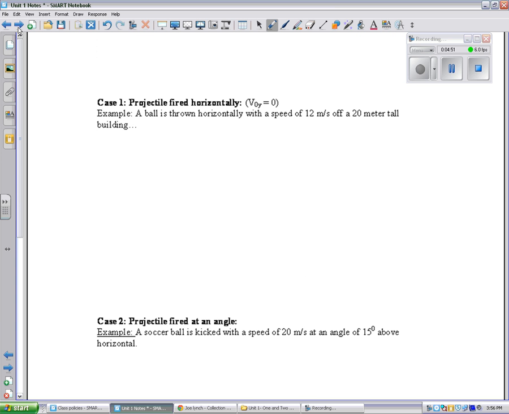Case 1 and case 2 is what I call them. Case 1 is when the projectile is fired horizontally. And it's going to be something like this. A ball is thrown horizontally with a speed of 12 off of a 20-meter-high building.